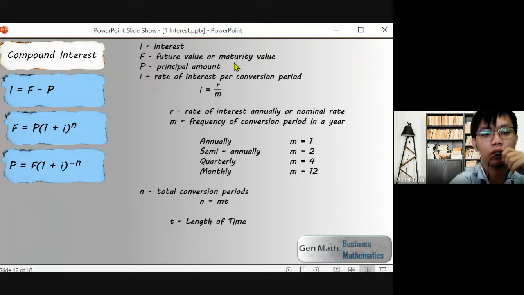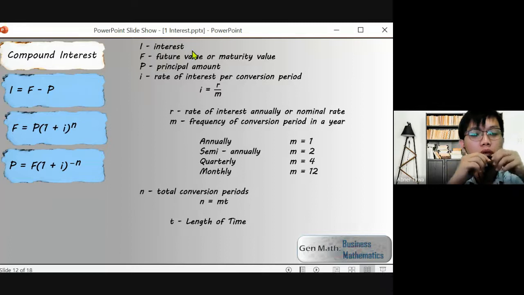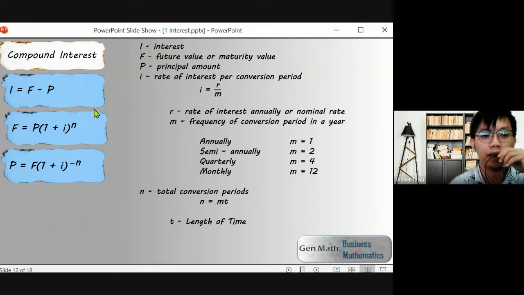Okay. And then we are going to have here, ano bang ibig sabihin ulit ng I? That is always capital letter I yan. That is the interest. So magkaiba ang value ng small letter I sa capital letter I. O magkaiba yung sinisimbolize nilang dalawa. So pag capital letter I, that is interest. And same din lang yung F, that is future value or sometimes called maturity value. Okay, and then P, that is the principal amount. And then what is meant by the interest rate or the I, that is the rate of interest per conversion period.